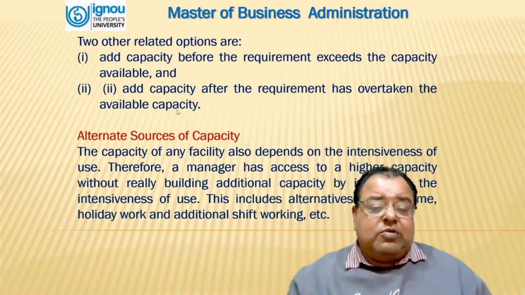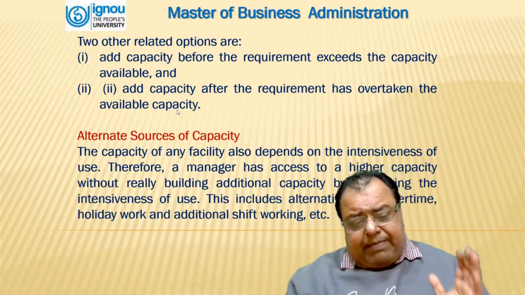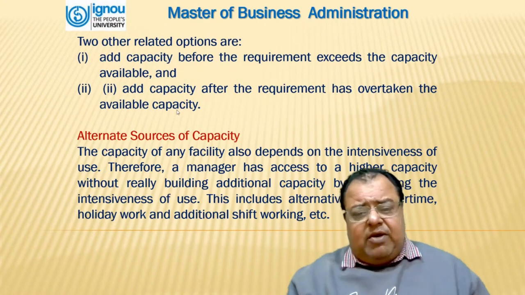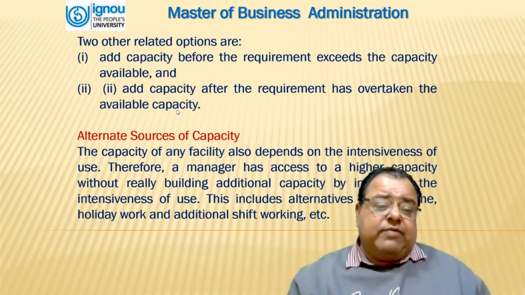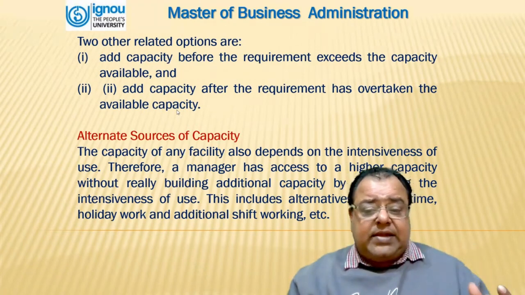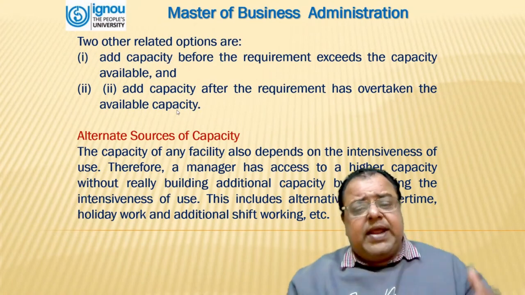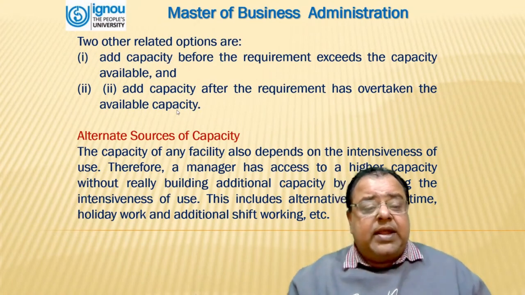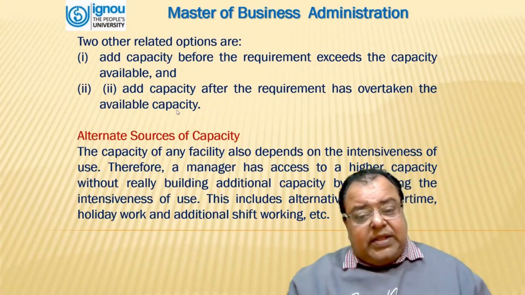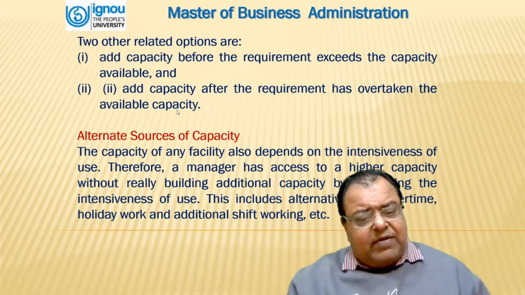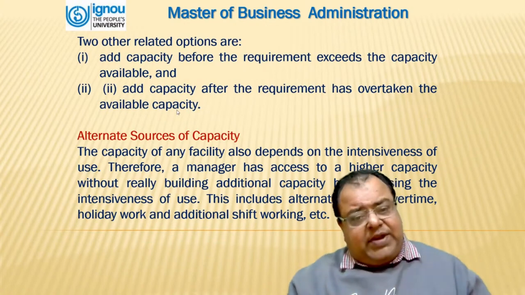Alternate sources of capacity. The capacity of any facility also depends on the intensiveness of use. Therefore, a manager has access to a high capacity without really building additional capacity by increasing the intensiveness of use. This includes alternatives like overtime, holiday work, and additional shift working, etc.